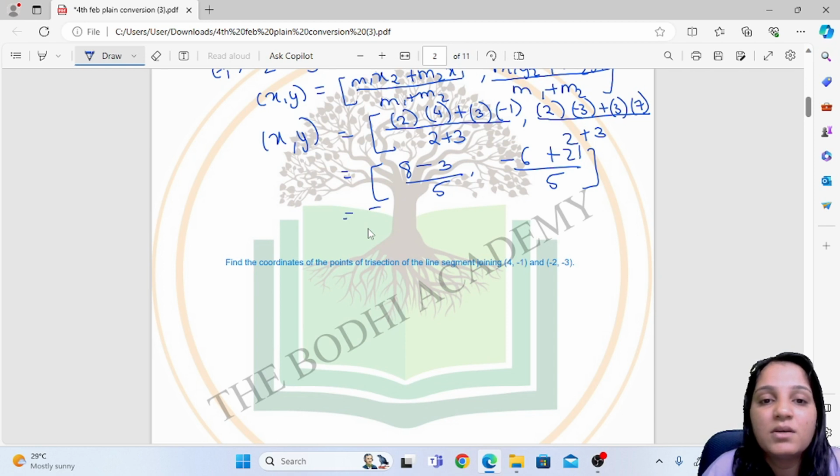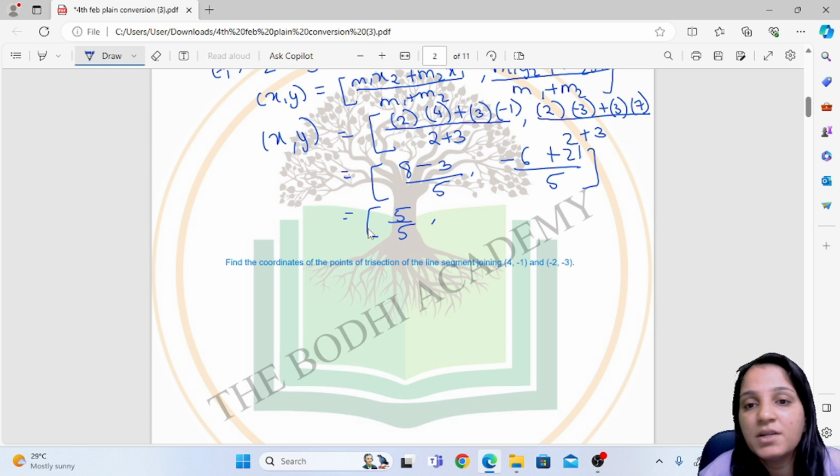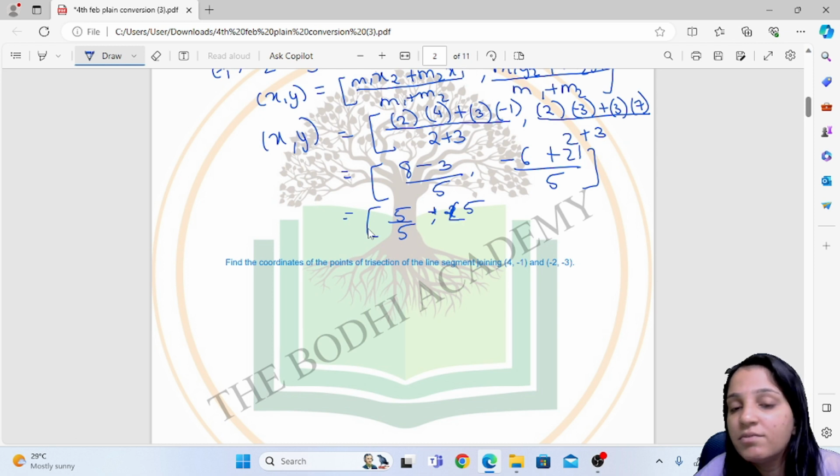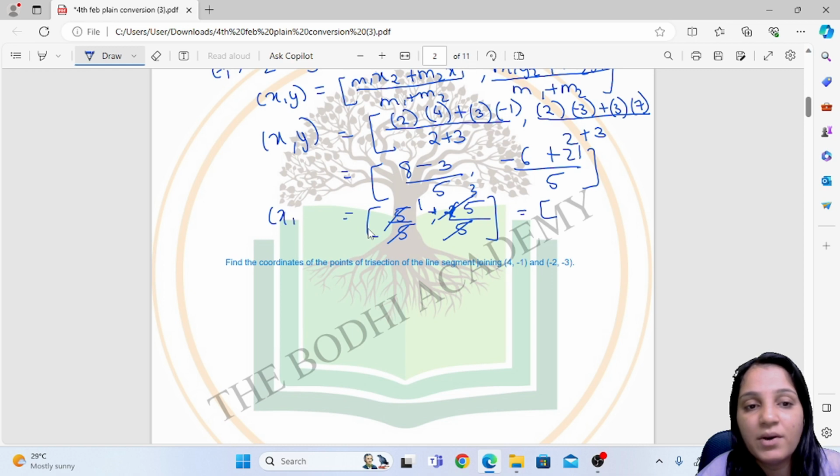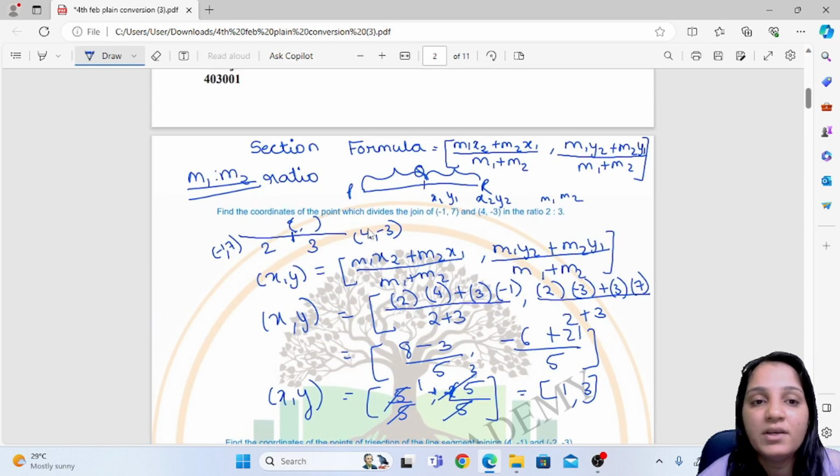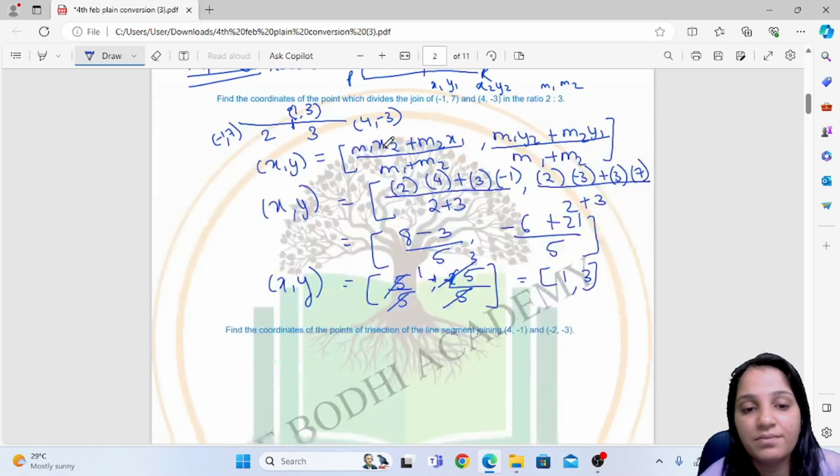This becomes 8 minus 3 is 5 upon 5, comma -6 plus 21 will be 15 upon 5. So when you cancel, this is 1 comma 3. So your x comma y point is (1, 3). So the point here which divides this line is (1, 3).